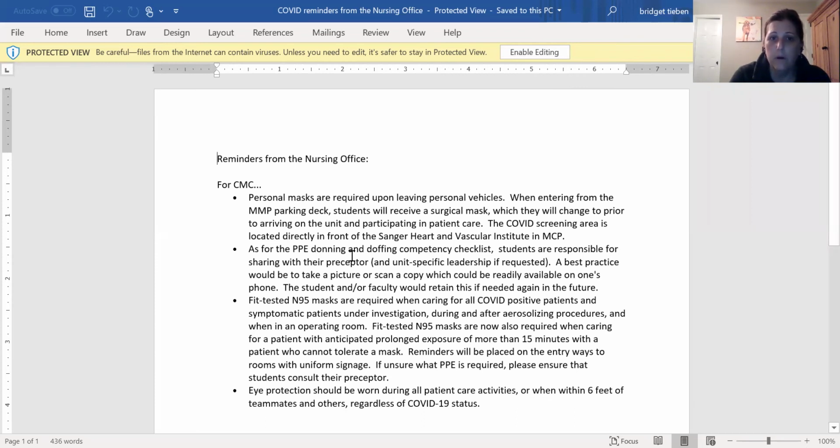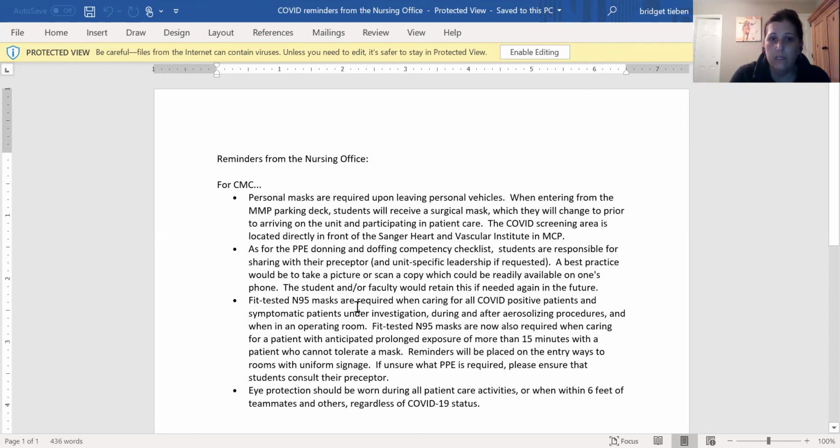As far as PPE donning and doffing, this is what I was saying, the checklist, I will scan it out to your emails here in the next day or two. So you will definitely have it available in your email. You could even take a screenshot of it, but be ready to show it if someone asks you on your unit for it.